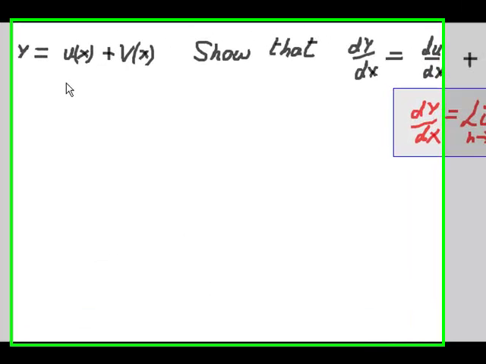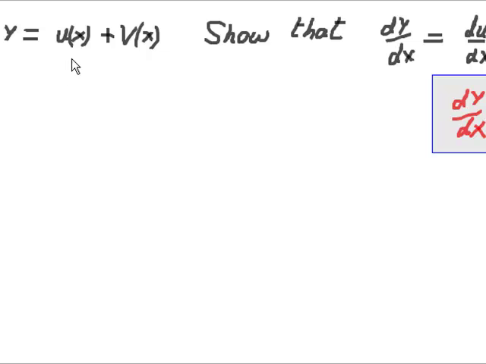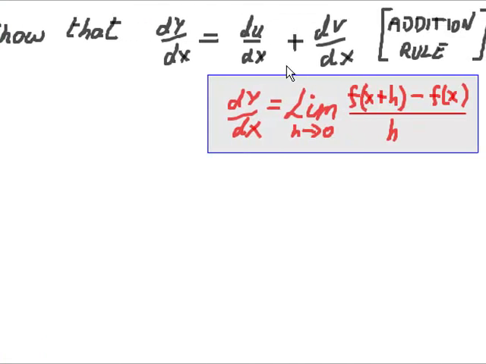We are now going to prove the addition rule of differentiation. The addition rule says that if you've got some function u which depends on x and another function v which depends on x, and if y is the sum of those two functions, well then dy/dx is du/dx plus dv/dx. Our starting point for this proof is the definition of what dy/dx means.